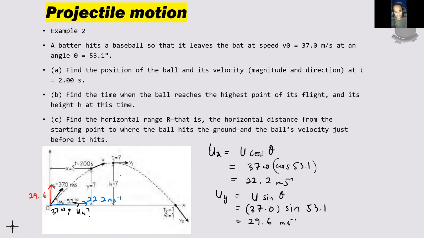Now from the resultant vector, we have gotten the x and y components. From this point, we can use the x and y components of the constant acceleration formulas to get the values. Now we want to first find the position of the ball and its velocity. Position of the ball is one part, velocity is another part.